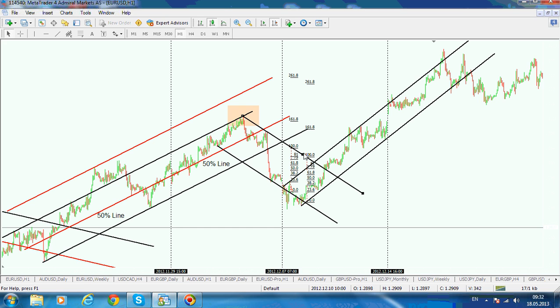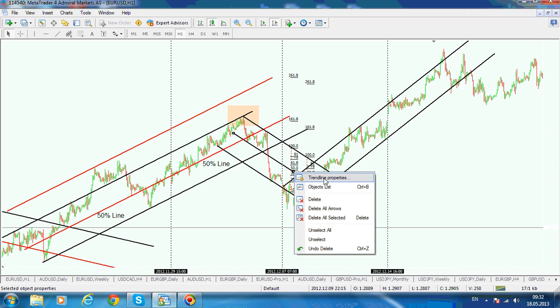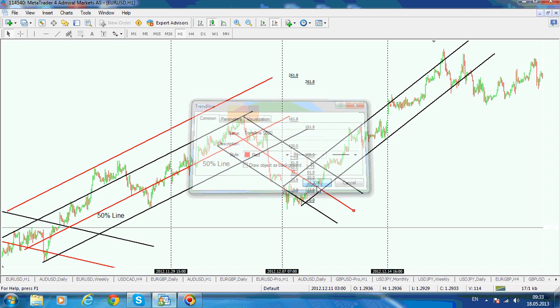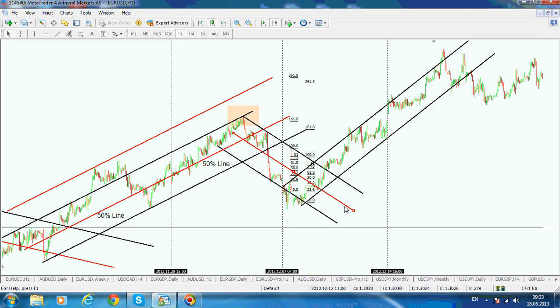Now the most sensitive line of the channel is the upper part of the channel, and we should try to connect it to the 50% line. And let's change the color so that we know that this is the 50% line. And as you can see, that's right, and this is the 50% line.